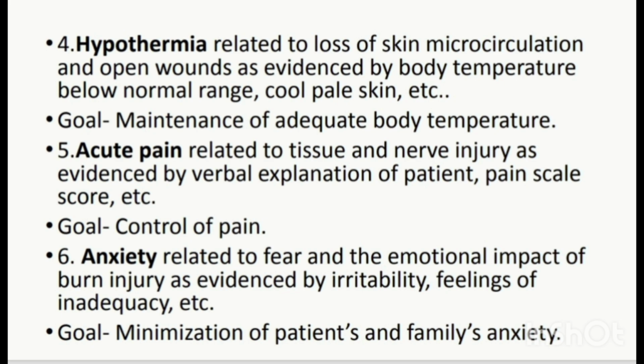Next is the acute pain related to tissue and nerve injury. The goal is to control the pain. So here are the nursing interventions you can plan for the patient. You have to assess the pain intensity, location and character with the help of a 0 to 10 scale, and teach the patient relaxation techniques such as imagery, breathing exercise and progressive muscle relaxation. Then maintain a comfortable environment temperature, provide heat with heat lamps and heat retaining body coverings, and administer anti-anxiety and antipruritic agents as indicated by the doctors.